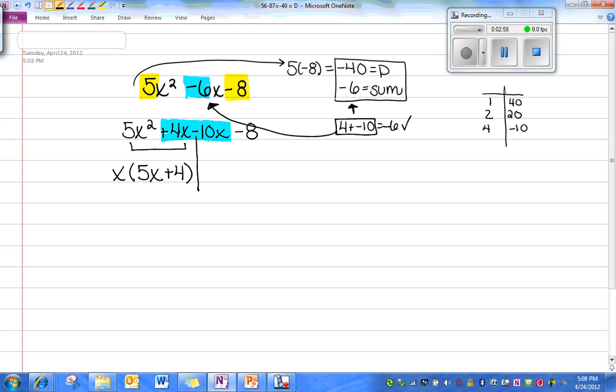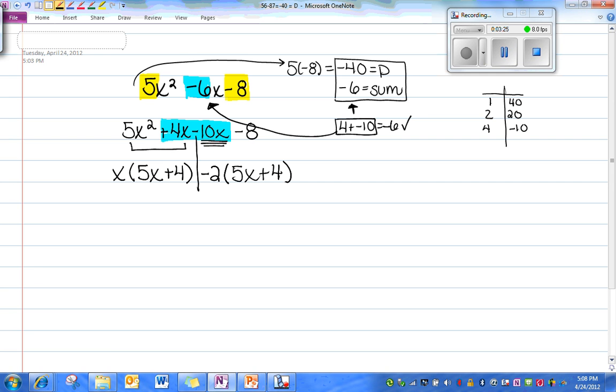Now here, since this term is starting with a negative 10x, I'm going to take the negative out. And so negative 10x and negative 8 are both divisible by negative 2. So if I take out a negative 2, what's left is negative 10x divided by negative 2 is positive 5x. Negative 8 divided by negative 2 is positive 4.